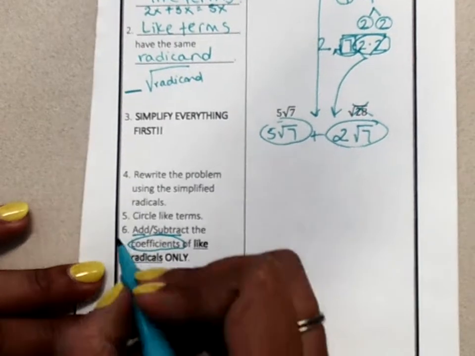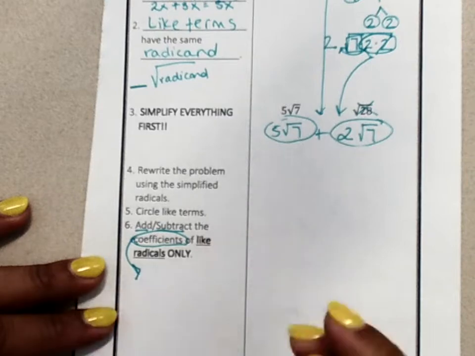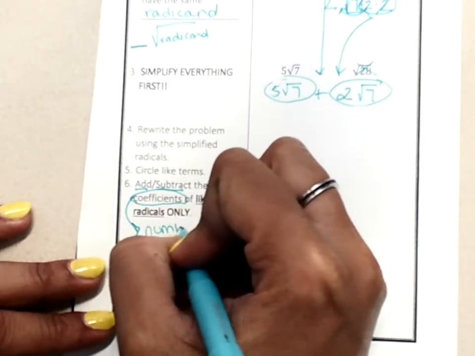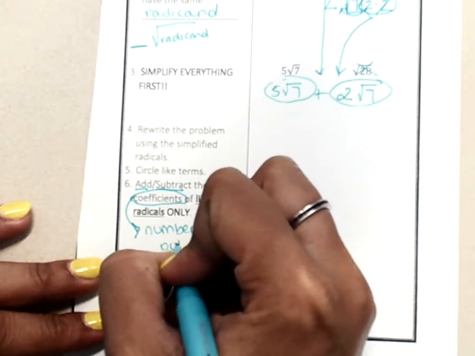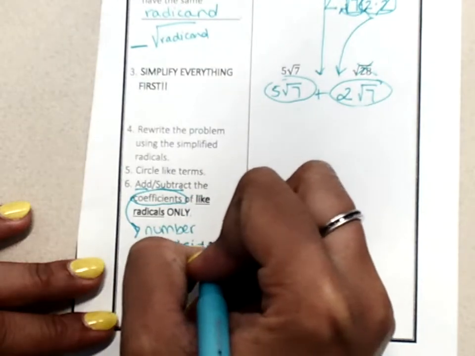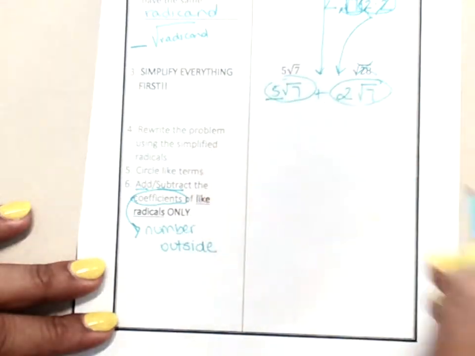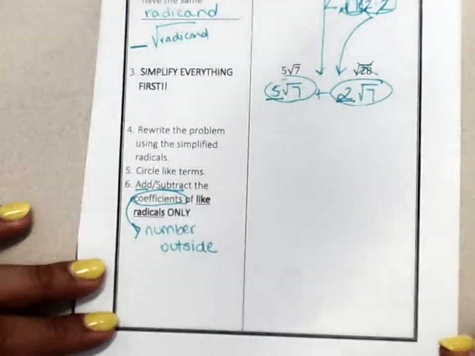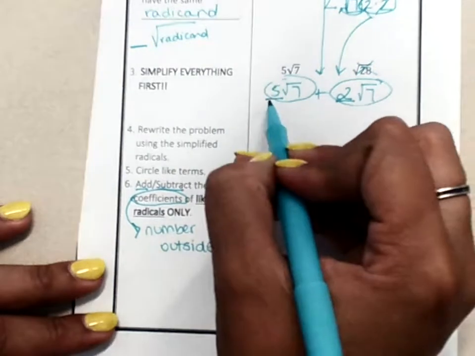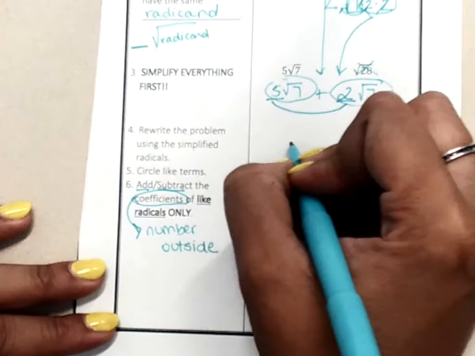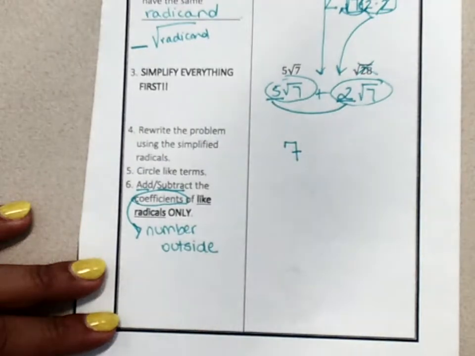Now coefficients, another important vocabulary word. This means the number outside. The number outside is 5 in this case and 2 in the other. So I'm going to add 5 and 2. 5 and 2 give me 7.